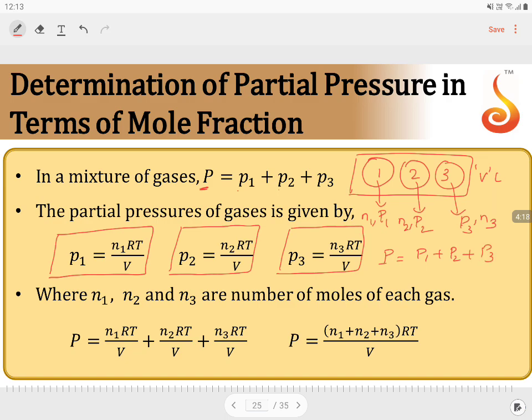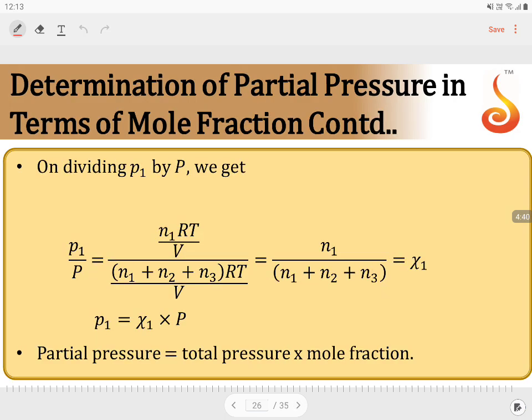That means sum of all the three becomes N1 plus N2 plus N3 into RT by V. Now you got N1 plus N2 plus N3 into RT by V. This is the total pressure exerted by the gas at the same volume. Now, if I am taking this particular pressure P1 divided by the total pressure P, it will be equal to N1 into RT by V divided by N1 plus N2 plus N3 by V into RT.